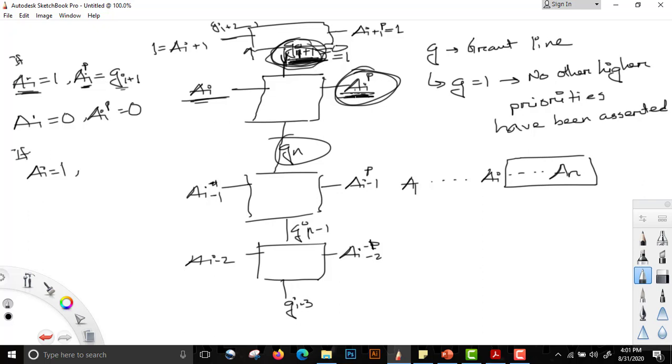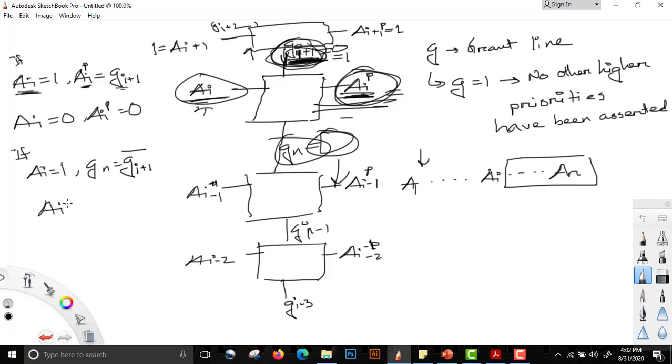Now if Ai is 1, Gi will have to become 0 because a priority has been asserted. All the lower priorities will be 0. If Ai is equal to 0, Gi will have to be 1 because this high priority term hasn't been asserted, so the lower priority terms can be asserted. So Gi can be termed as Aip bar when Ai is equal to 1. Again, Aip is equal to Ai Gi plus 1. So we can write Gi is equal to Ai Gi plus 1 bar. This is true when Ai is equal to 1.